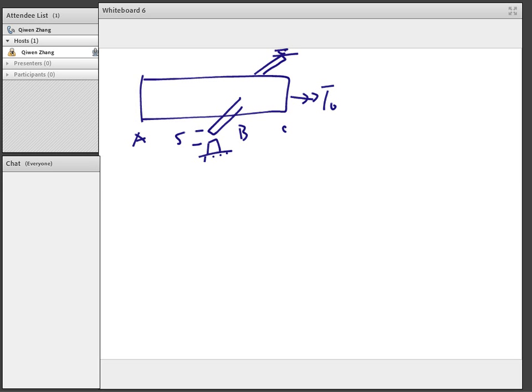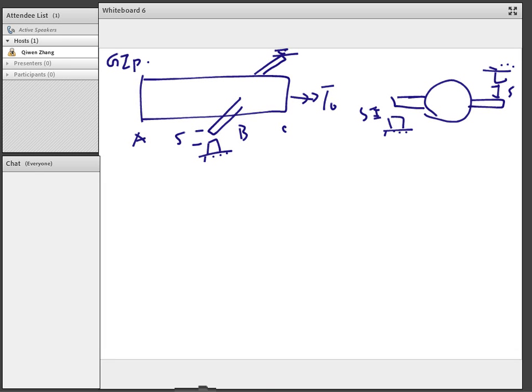If you look at it from the side, then this is the rod that we are talking about, and this is the support, and this distance is s, and this distance is also s. So the problem asks, and we are given GIP. The first question, we need to find TC such that this rod barely closes the gap.